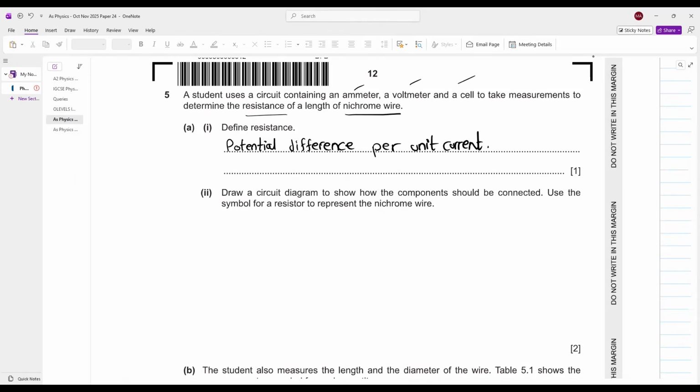Use the symbol for resistor to represent the nichrome wire. आपने nichrome wire को represent करना है with a resistor. You have a cell like this. You connect an ammeter in series like this. Then you have a resistor like this. Then a voltmeter is connected in parallel like this. Simple. And you complete the circuit. This is how you do it. ammeter हमेशा सीरीज में, voltmeter हमेशा parallel में.